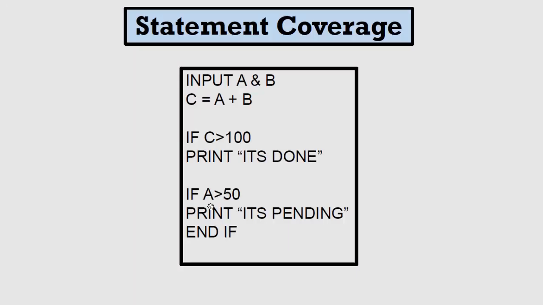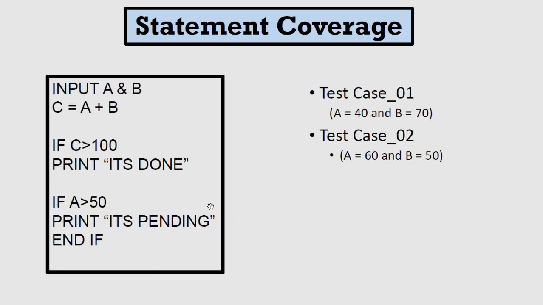Let's try another example. The same example: input A and B, C equals A plus B. If C is greater than 100, print "it's done". If A is greater than 50, print "it's pending". End if. We can use two test cases: A equals 40 and B equals 70. The sum of them is greater than 100, then I will print "it's done". And the other test case, I will make A greater than 50 and B equals 50, then I print "it's pending". Let's try this code in Python.